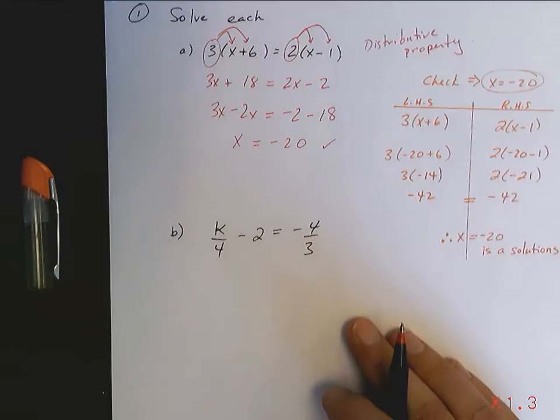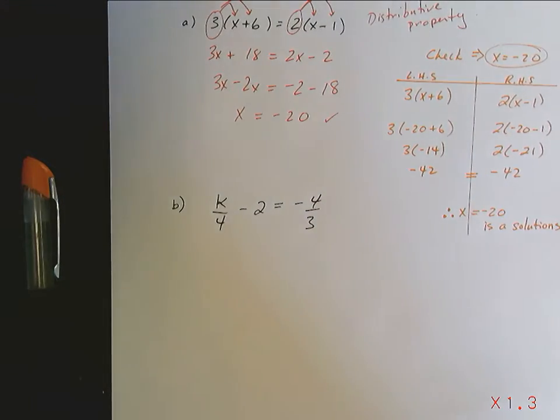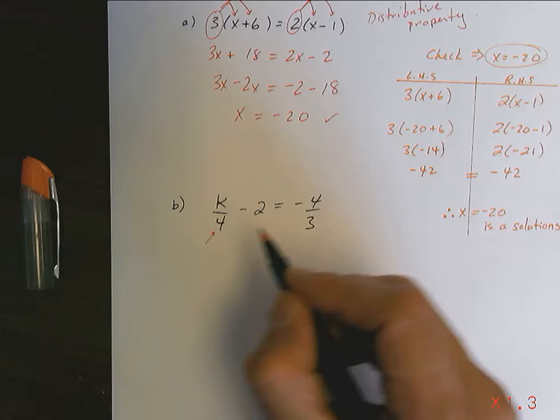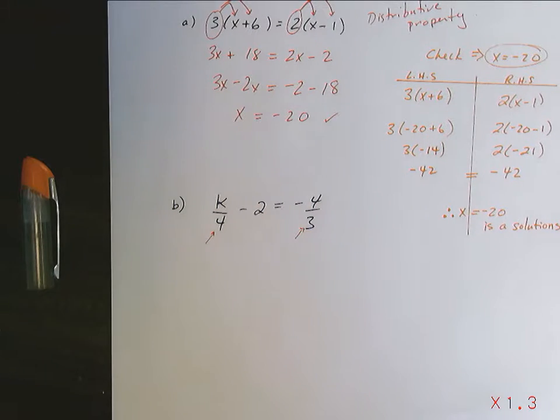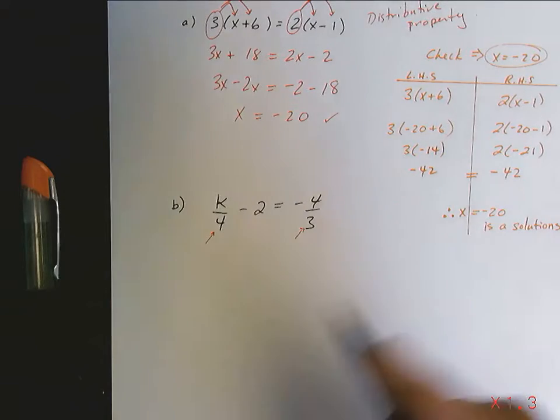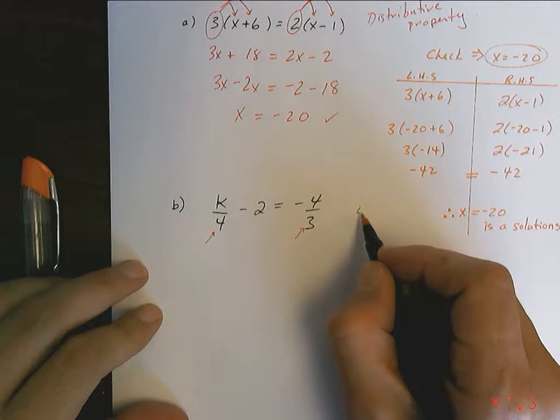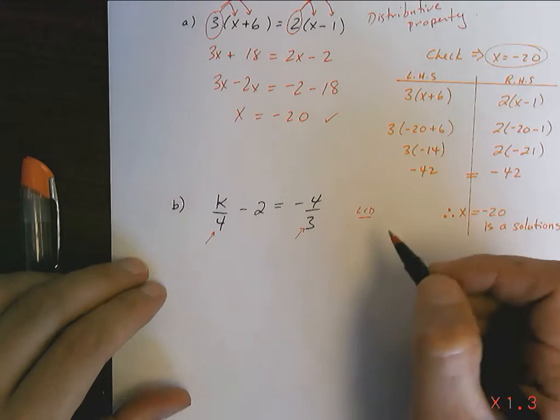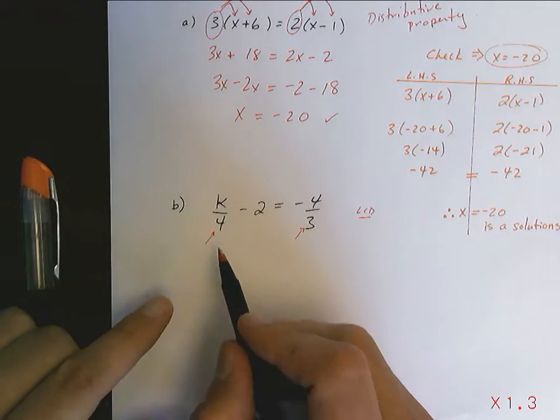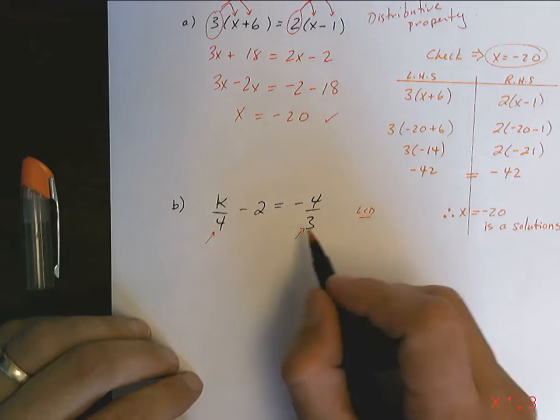All right, let's look at the next question. Now, this one's getting interesting. We want to do something called clearing the fractions. See these denominators? Yeah, we don't like them too much. They're going to cause us some problems, and we'd love a way to get rid of them. The way to get rid of them is to find some number that we can multiply everything by that they will divide into evenly. That number's 12.